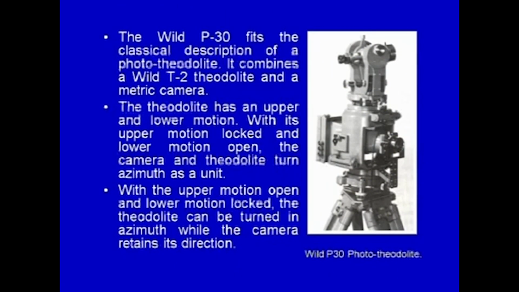The next phototheodolite is the Wild P30, which fits the classical description of a phototheodolite. It combines a Wild T2 theodolite and a metric camera, as can be seen in the picture beside. The theodolite has an upper and lower motion. With its upper motion locked and the lower motion open, the camera and the theodolite turn in azimuth as a unit. With the upper motion open and the lower motion locked, the theodolite can be turned in azimuth while the camera retains its direction.